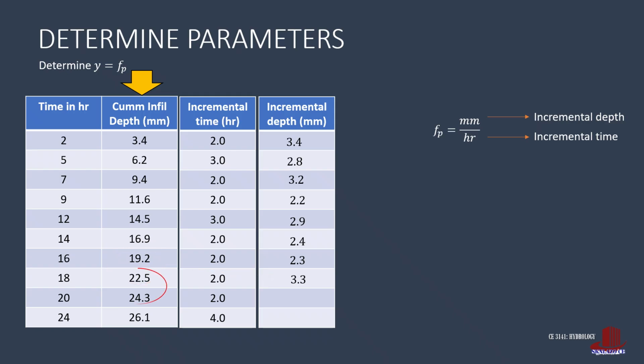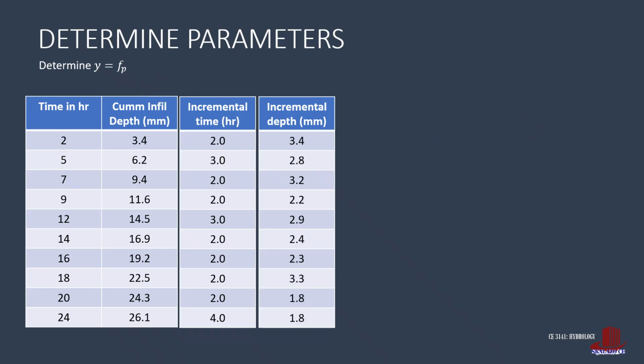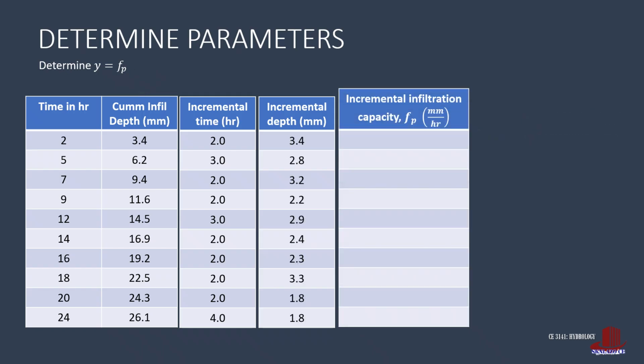There is also 24.3 minus 22.5, which is 1.8, and also have 1.8 from 26.1 less 24.3. Now solve for the incremental infiltration capacity small f sub p. 3.4 over 2 is 1.7. 2.8 upon 3 is 0.9333. Then 3.2 over 2 is 1.6.